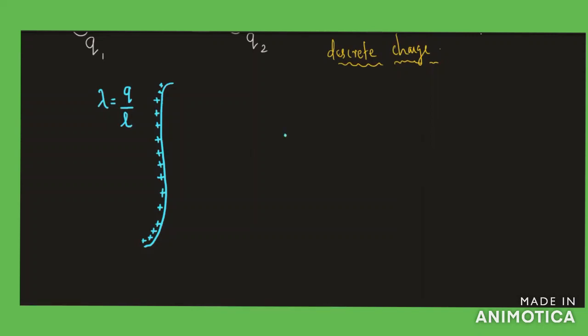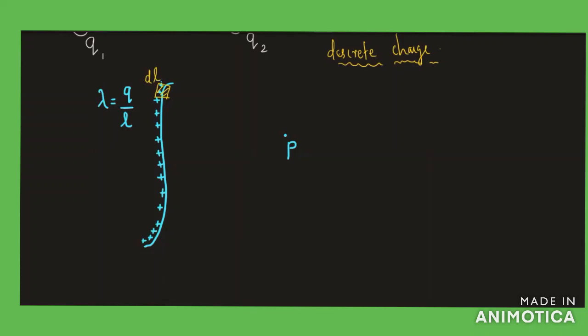Now suppose we need to find the electric field at point P due to this charge configuration. Since the charge configuration is continuous, we cannot take each and every charge separately to find the electric field at point P, isn't it? So what can we do in this situation? We can divide the line into small sections. I'm going to divide the line into small sections of infinitesimally small length dl.